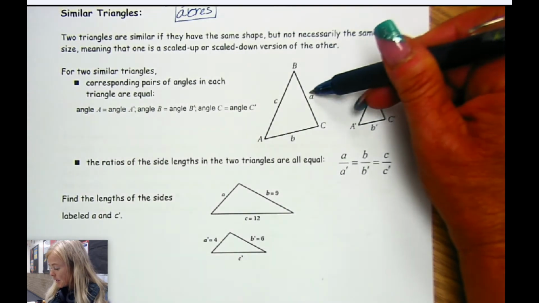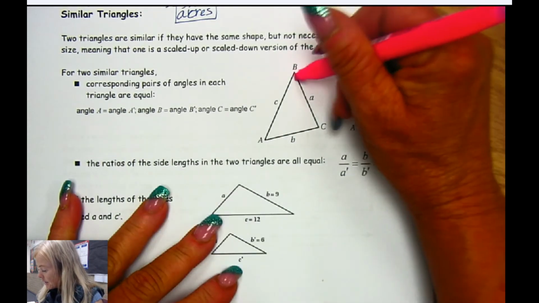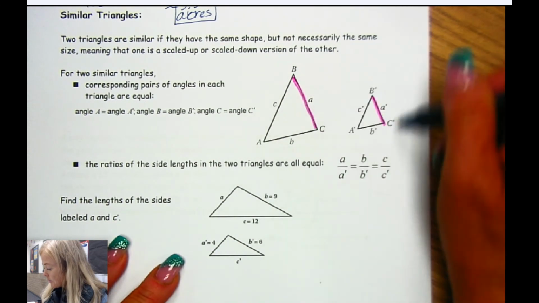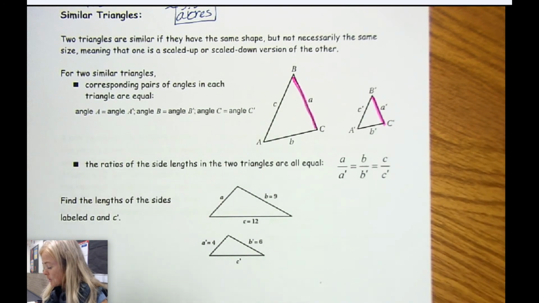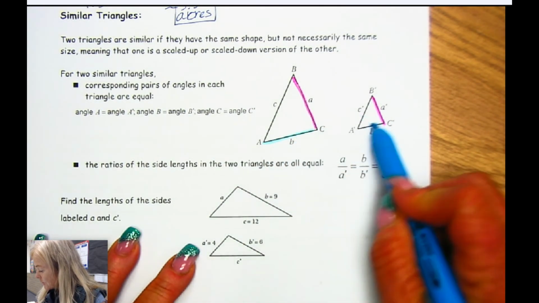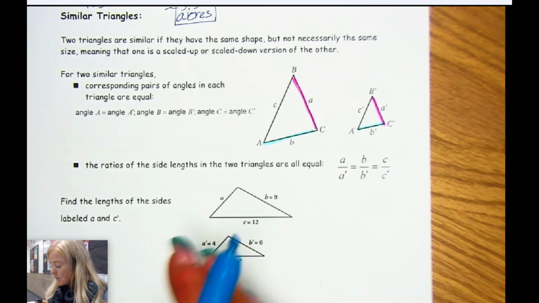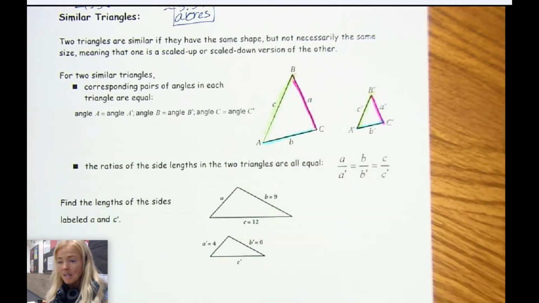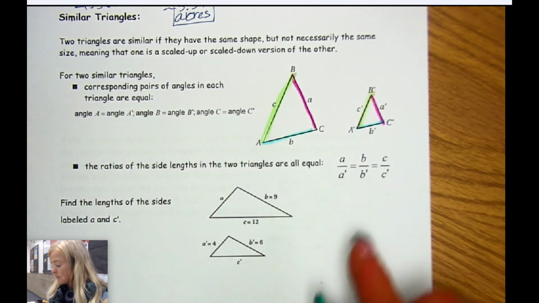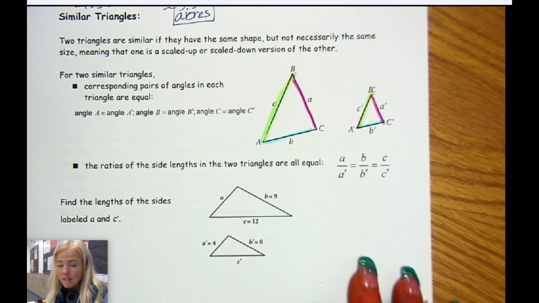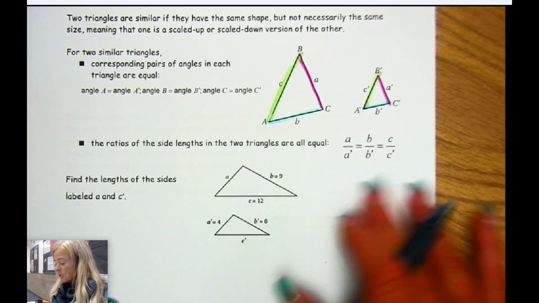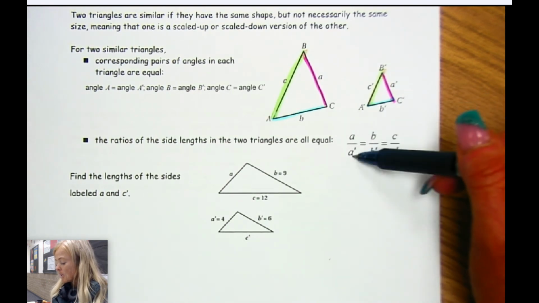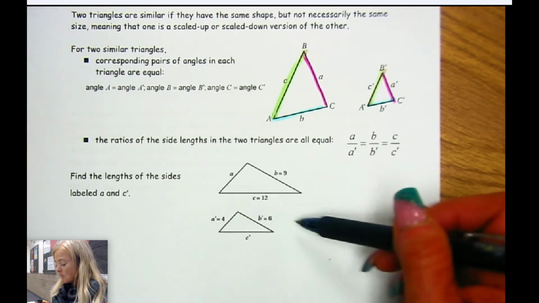So if I take A, this side, A, and divide it by A prime, so A divided by A prime is going to be equal to its corresponding ratio, so B divided by B prime. And B divided by B prime is going to be equal to C divided by C prime. So I have all three ratios equal to each other. The ratios of the corresponding sides are all equal. Then we can find missing side lengths.